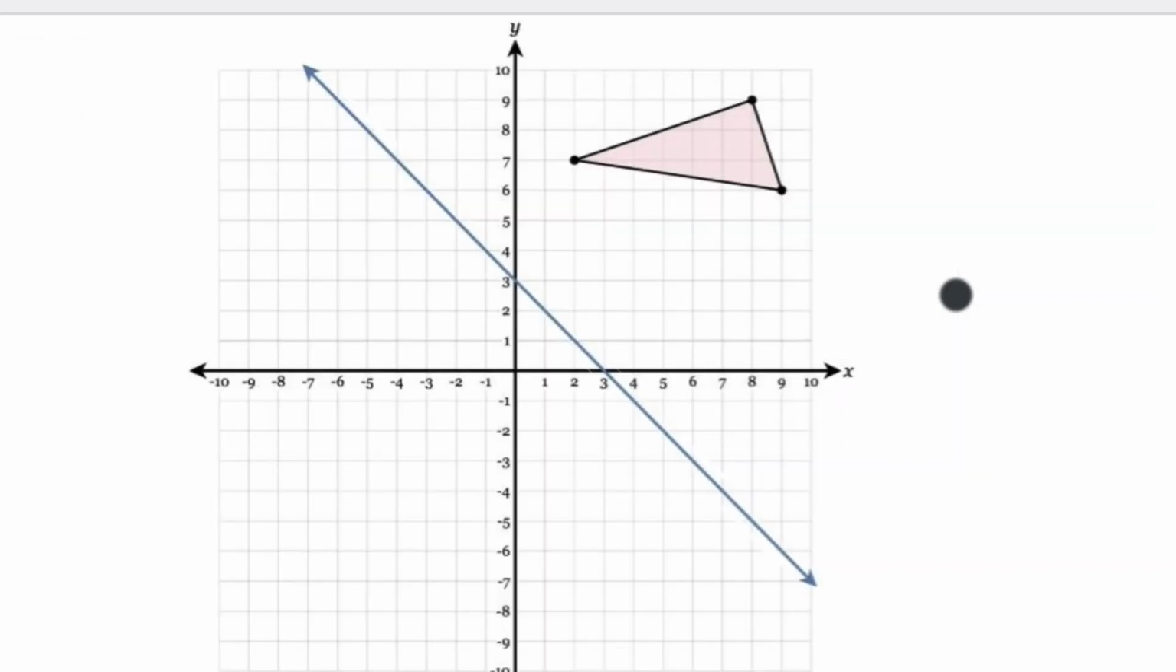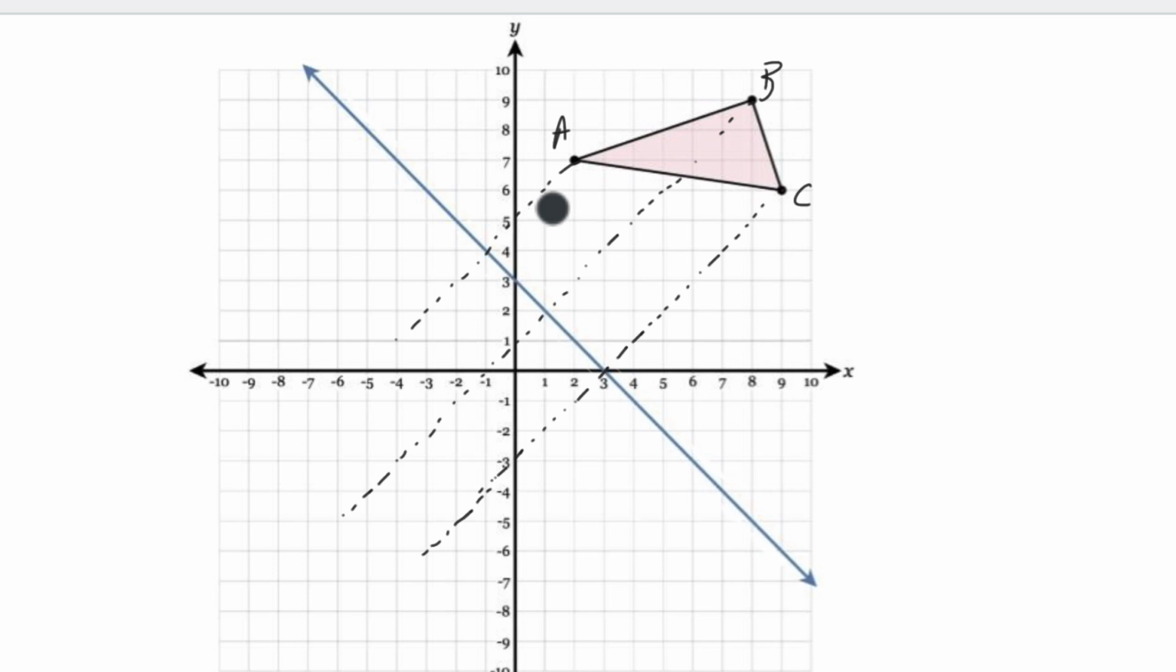Not all lines of reflection are vertical or horizontal. That's okay, they can be diagonal. If you're going to go perpendicularly to the line, you need to know what perpendicular means. So a perpendicular line just has the opposite inverse slope. So we can see that this line has a slope of -1, which means the perpendicular line will have a slope of +1. So in this case, I'm reflecting along this line that has a slope of +1.